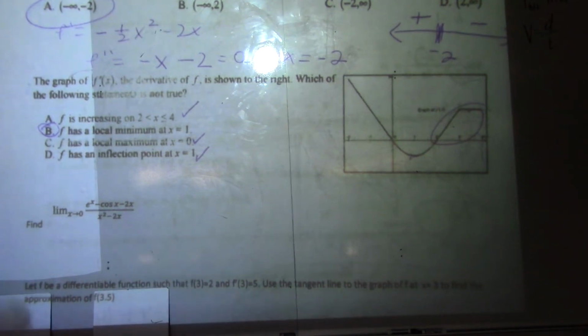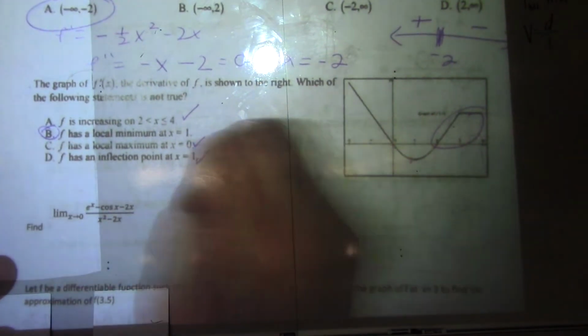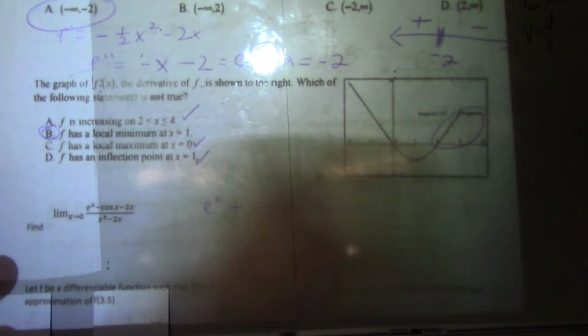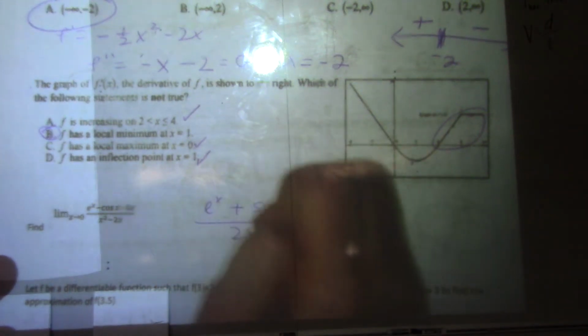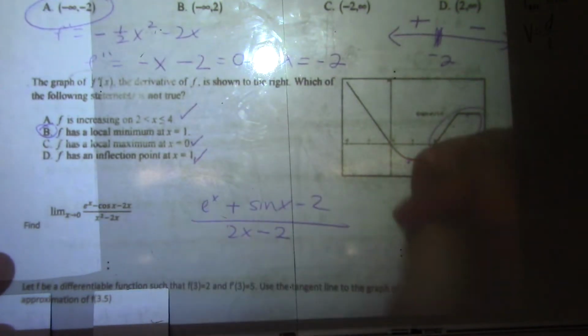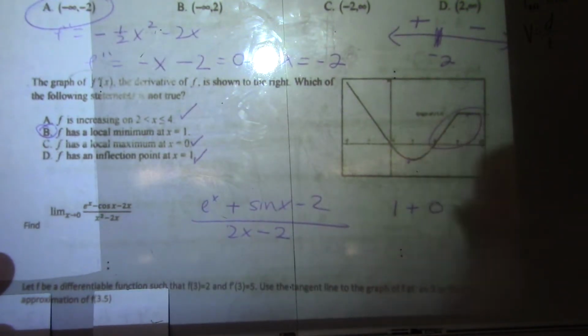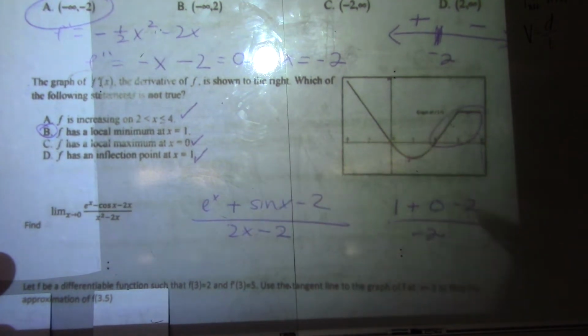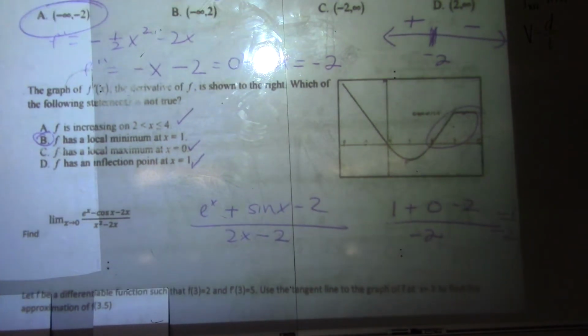Here you are going to get 0 over 0. I'm not going to check it, but you do. So then we'll take the derivative. That's e to the x plus sine x minus 2 over 2x minus 2. E to the 0 is 1, sine of 0 is 0, minus 2, over 0 minus 2 is negative 2. That gives me negative 1 over negative 2, which is then positive 1/2.